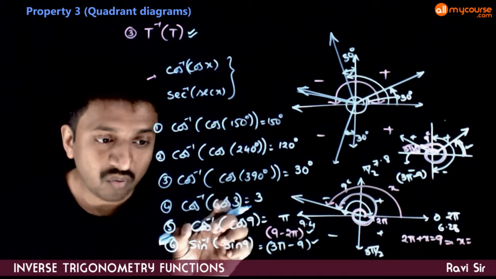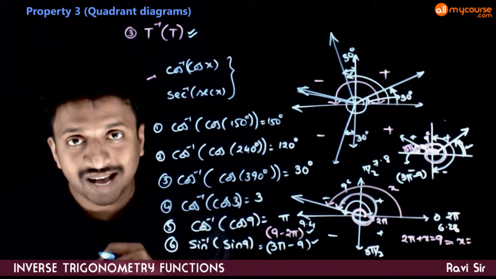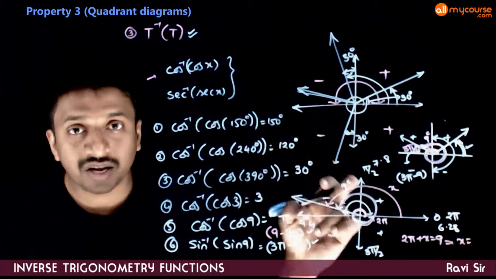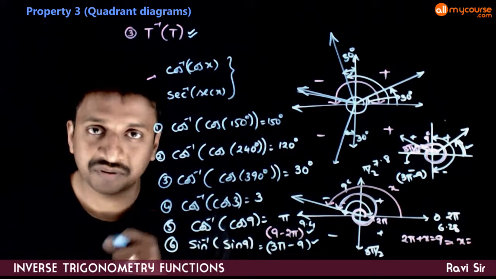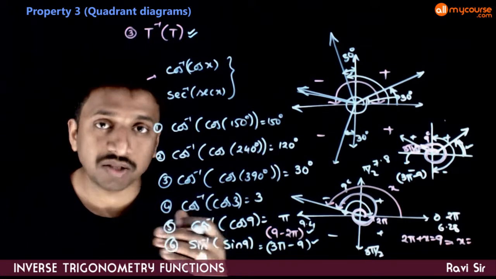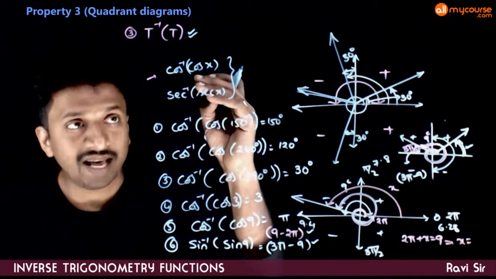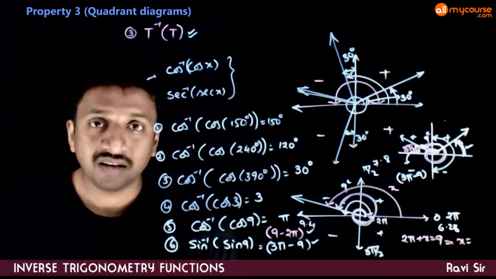So depending on what inverse ratio is asked, we have to draw the corresponding quadrant diagrams and try to simplify the number. Now let us also see quadrant diagrams for tan inverse and cot inverse.